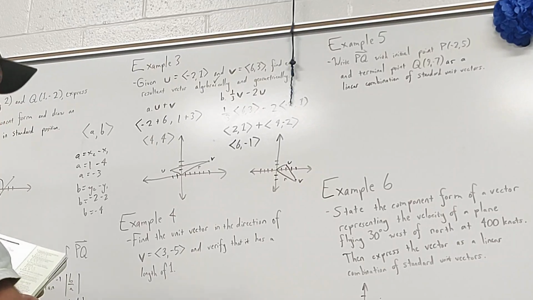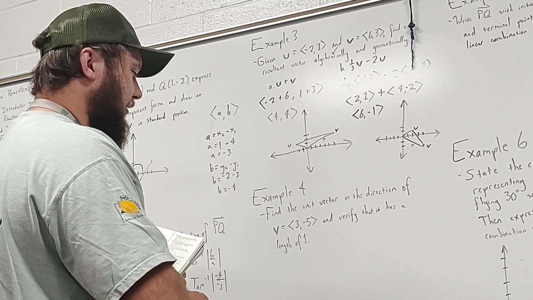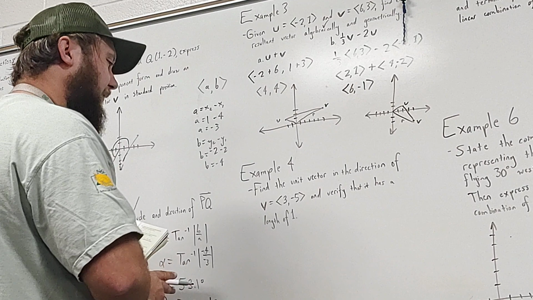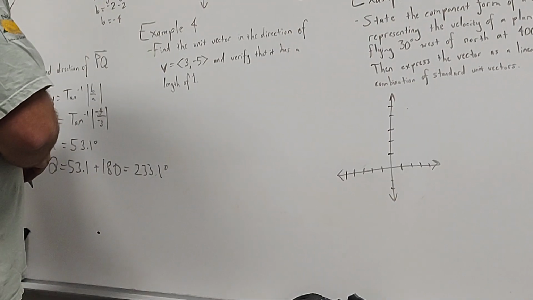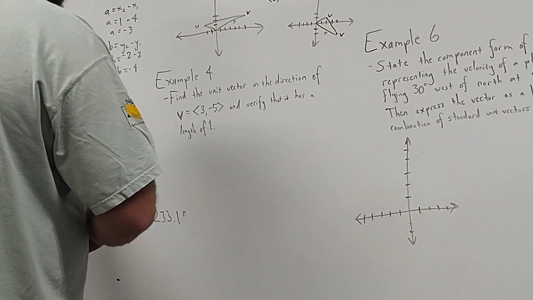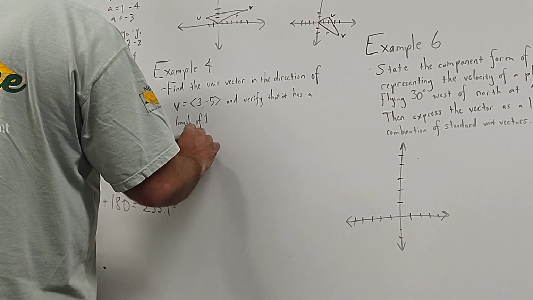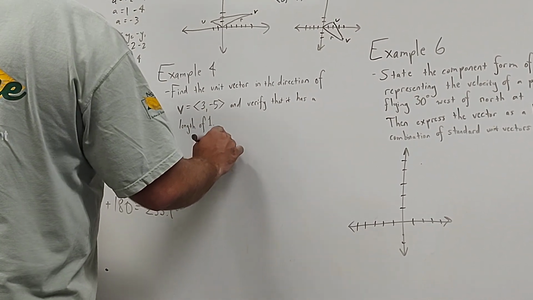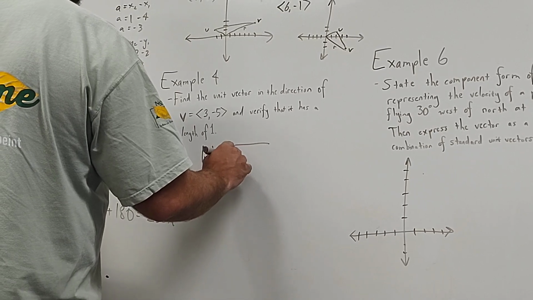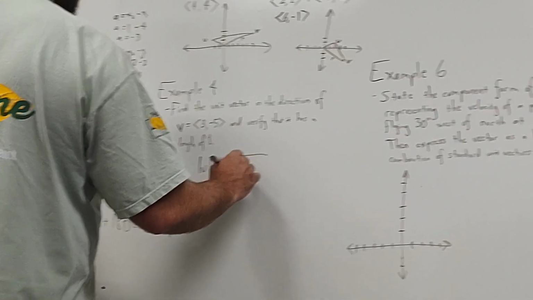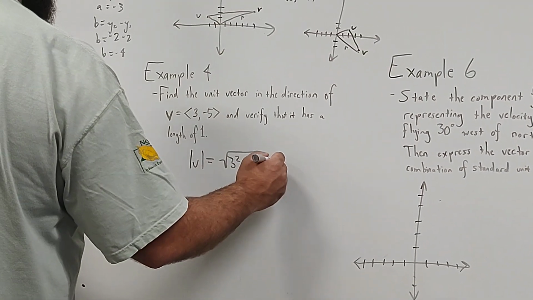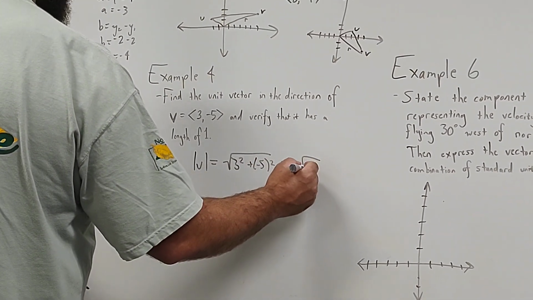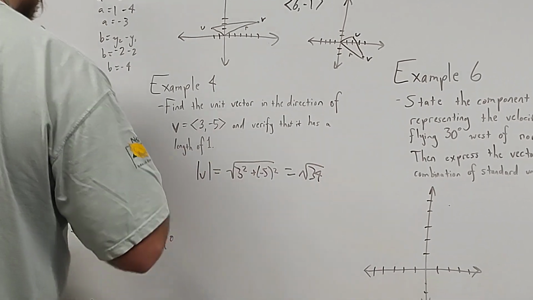Okay, example 4. Find the unit vector in the direction of v equals 3, negative 5, and verify that it has a length of 1. So first we're going to find the magnitude of v. So the absolute value of v equals the square root of 3 squared plus negative 5 squared. And this is going to equal the positive square root of 34.